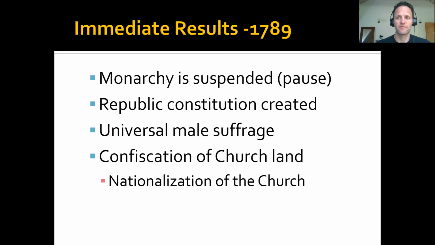The immediate result of the French Revolution is the monarchy is suspended. It's put on pause. They create a constitution. They create universal male suffrage, so every man can vote. They abolish slavery in France and in some of the colonies. And they confiscate and nationalize all of the Catholic Church's land. All that wealth and all that land becomes part of the state. And the state now is not controlled by the monarch, but controlled by the people.